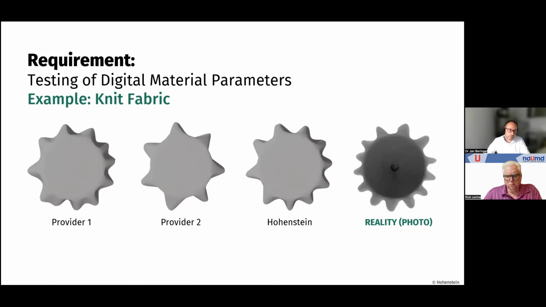Looking right from above at the drape picture of the garment, the reality is, of course, the closest one to the reality. We are a little bit closer again, and the two providers are a little bit off. So you see, it all depends how precise the digital parameters are to come to a realistic 3D simulation. So material parameters are one key.